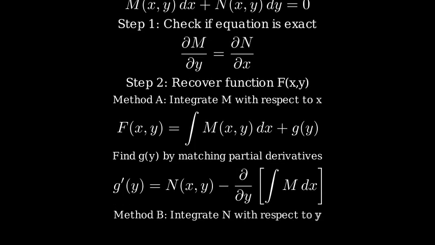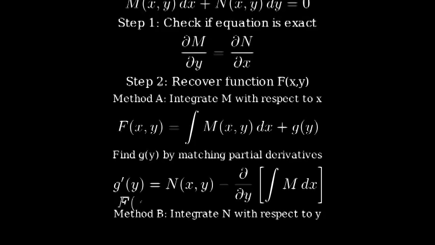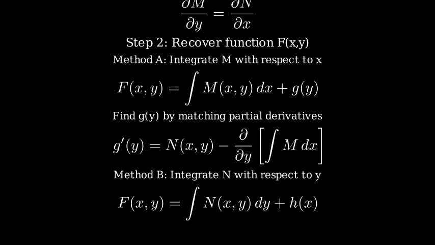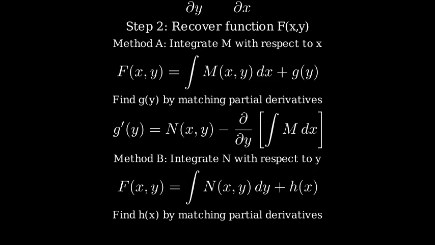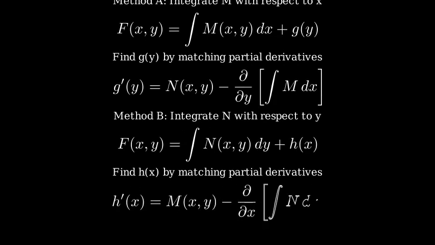Alternatively, method B. Integrate N with respect to y, treating x as constant. F(x, y) equals the integral of N dy plus h(x). To find h(x), we differentiate with respect to x and match to M. H prime of x equals M minus the partial derivative with respect to x of the integral of N dy.